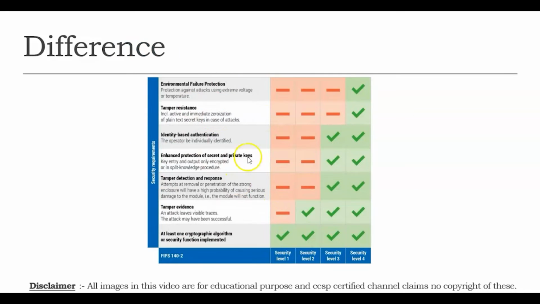So this is a quick slide. Again, no disclaimer, we have collected it only for education purposes. The environment comes from the bottom, so at least one cryptographic algorithm is required in all 4 levels.